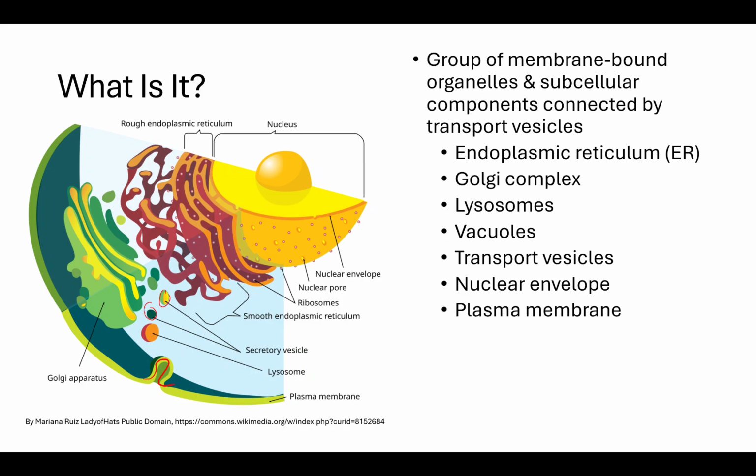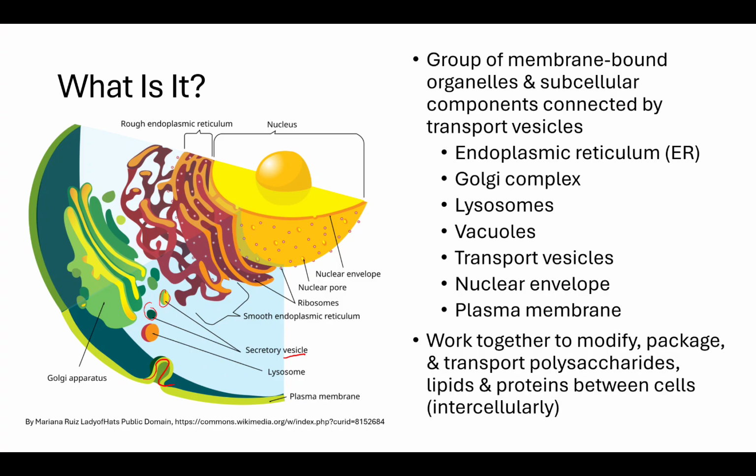So you could theoretically have a molecule that's embedded in the plasma membrane eventually find its way to the ER. It would be carried by one of these little vesicles. That's going to be carrying membrane from piece to piece of the endomembrane system.